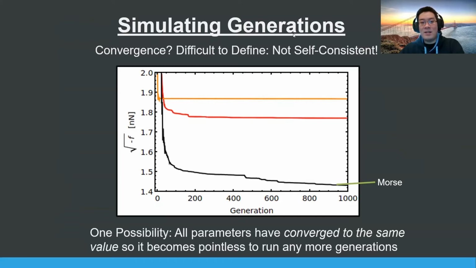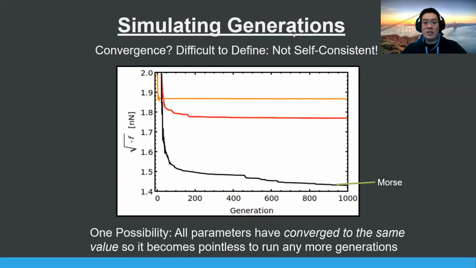So instead, within a genetic algorithm scheme, you can think of convergence almost using a completely different definition: when all the parameters have converged to the same value. So when all your parameters are the same, then it's obviously pointless to continue running the genetic algorithm because you're just breeding genetically identical members, right? You'll always get the same numbers out of it.